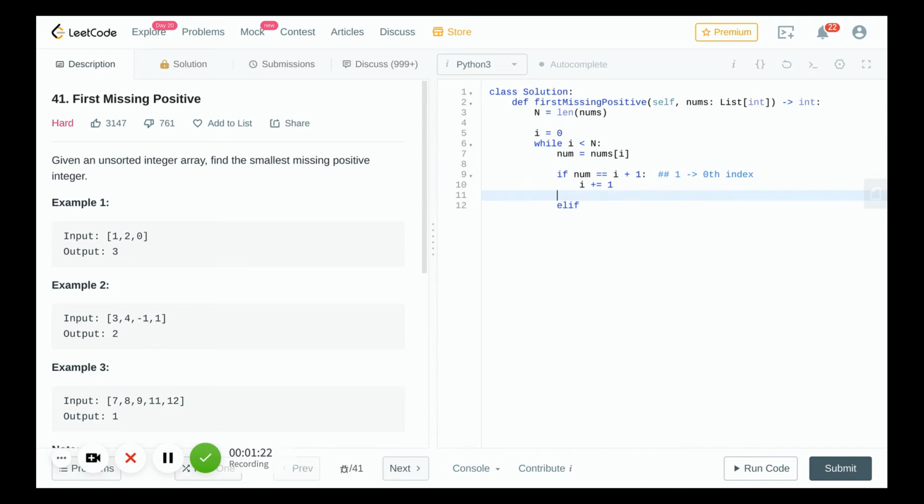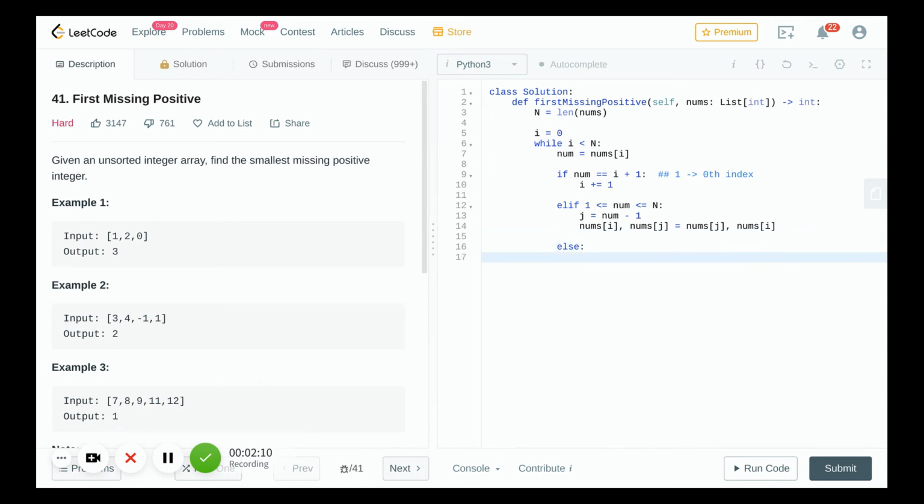If my number is a positive number within the range, then I have to put it on the correct index. So if my number is within my range, then I need to put it on the correct index. So my j is actually num minus 1. So this is the index where I need to put this number on. So I'll swap my nums of i and nums of j. Right. And I don't know what new number has come to my position, so I won't update my i.